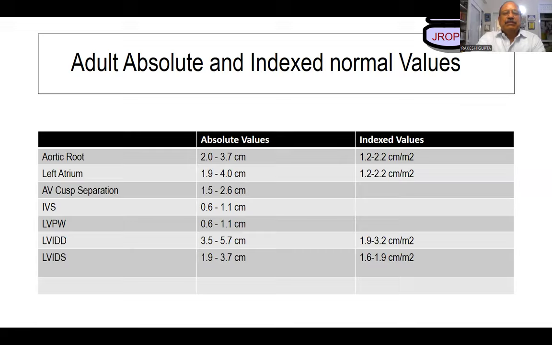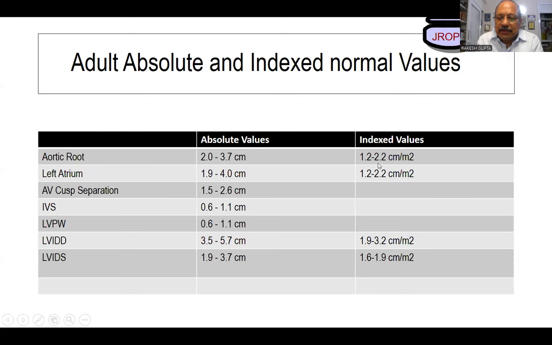This is the most cumbersome thing, which I always tell you to remember. It's very difficult for most of you to remember. Let me tell you some mnemonics to remember all these kinds of things. Look at LA and aortic root. LA is maximum 22 millimeter per meter body surface area. So is the aortic root.